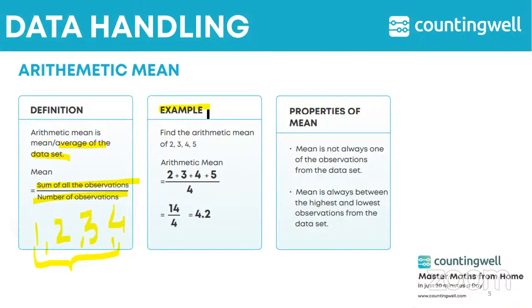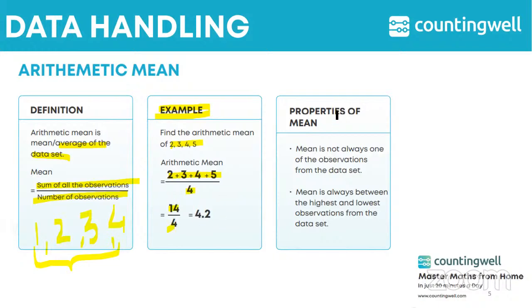Now let us see the example. So here we have one more example of the numbers 2, 3, 4, 5. To find the arithmetic mean of 2, 3, 4, 5, it is the sum of these numbers 2 plus 3 plus 4 plus 5 divided by 4. So we have 14 divided by 4, which is 4.2.